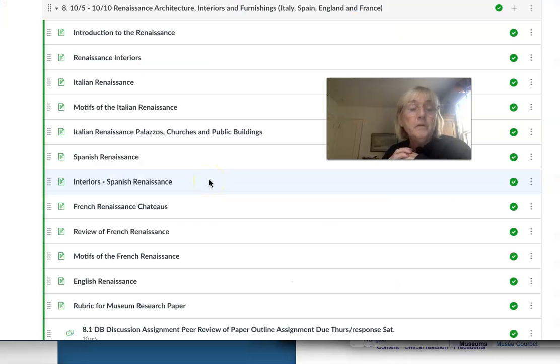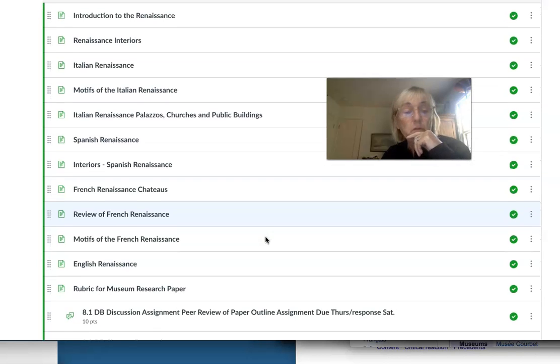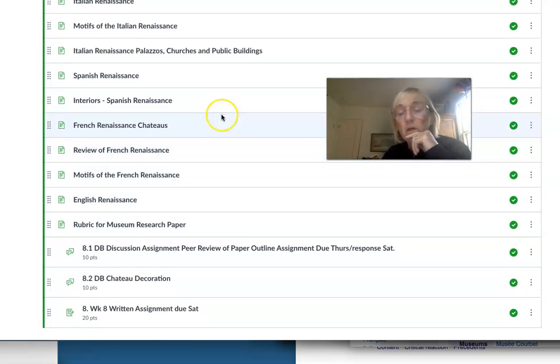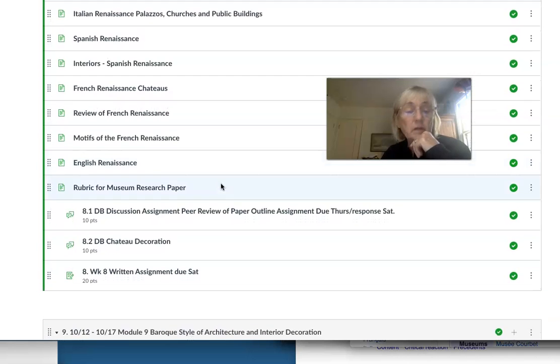So do be sure to read all the pages, Canvas, the introduction to the Renaissance, the different Renaissance characteristics and motifs, looking at the palazzos in Italy in particular, churches and public buildings. In the Spanish Renaissance, you'll see how they're very unique in their own right. The French Renaissance is more chateaus. And the English Renaissance, I didn't really hit on that just in this video, but be prepared to complete the readings and cover the pages in Canvas and review the videos. You'll get a good background on Renaissance art, architecture, and interior design.